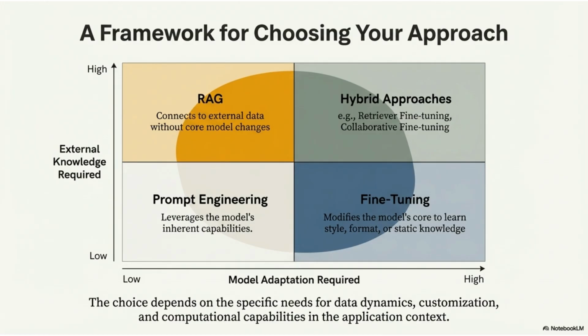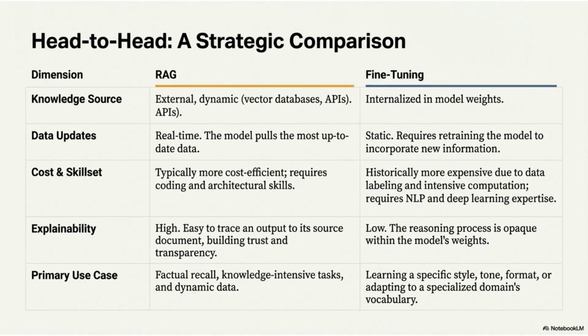Choosing an approach depends on your needs. The framework shows RAG connects to external data without core changes. Fine-tuning modifies the core model. Prompt engineering uses the model's inherent capabilities, and hybrid approaches combine them. Comparing RAG and fine-tuning, RAG uses external dynamic knowledge sources with real-time updates and is typically more cost-efficient and explainable. Fine-tuning internalizes knowledge, requires retraining for updates, and is more expensive with lower explainability.